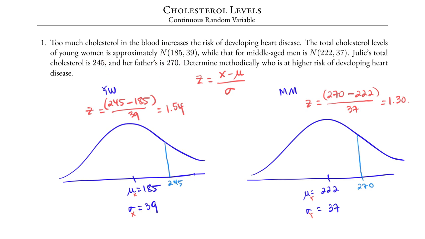If we were to look at these two numbers, we cannot compare them. We have to standardize them. Once we standardize them, these two numbers represent the same scale, and so we can compare the two. And again, in conclusion, we say that Julie is at a higher risk of developing heart disease because Julie's cholesterol level is higher compared to her peers, her group, young women, compared to that of her dad, relative to his peers, middle-aged men.